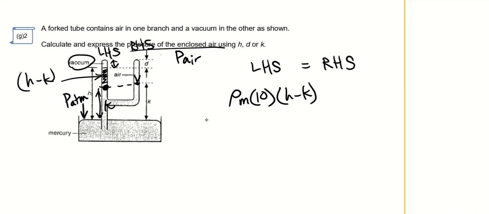Okay, then the right hand side is actually simple. It's actually due to the pressure of air. So there you have it. They want us to express the pressure of air using H, D, or K. So I just use H and K, and if I know the density of mercury, I can solve this question, right?